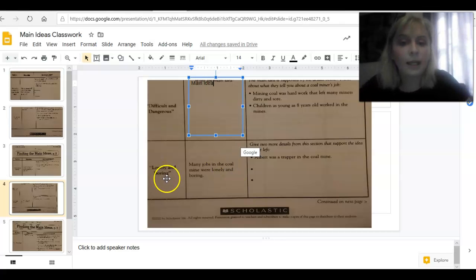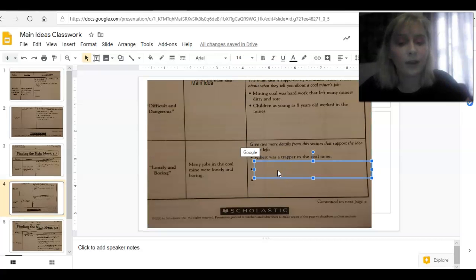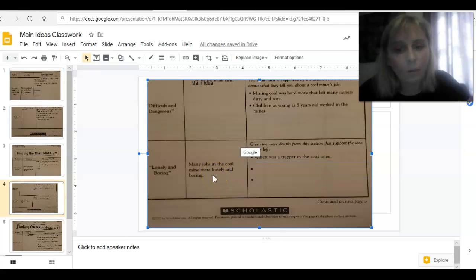Next one, lonely and boring. The main idea, they give it to us. We have to come up with 2 supporting details that support or prove that main idea. And the main idea of this section, many jobs in the coal mine were lonely and boring.